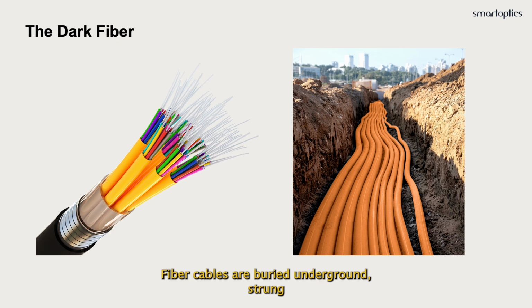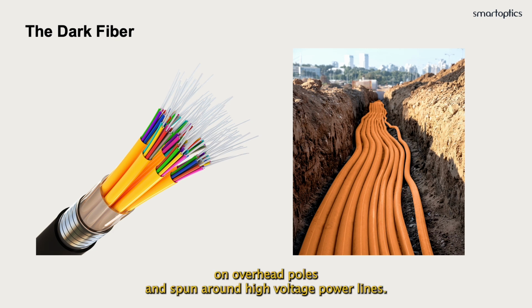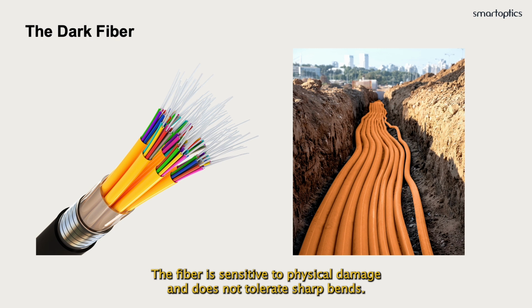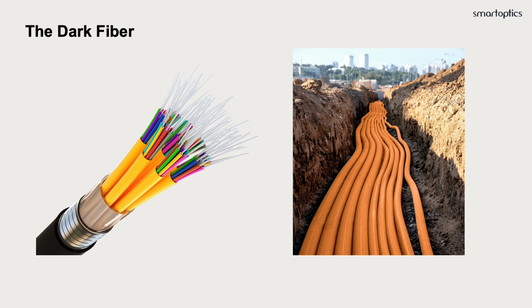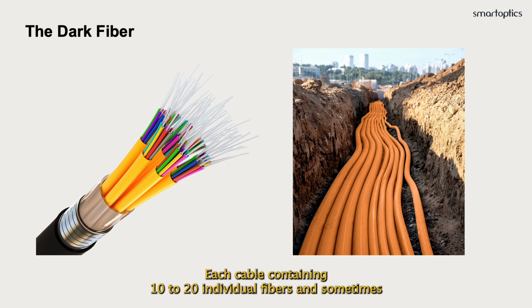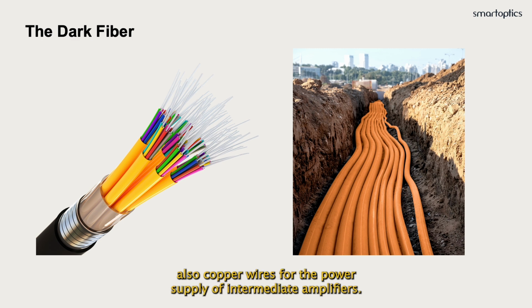Fiber cables are buried underground, strung on overhead poles, and spun around high-voltage power lines. The fiber is sensitive to physical damage and does not tolerate sharp bends. Hence, it must be protected from the outside environment by being deployed in ducts or some other type of physical shielding. The links between sites are normally created by installing fiber cables, each cable containing 10 to 20 individual fibers, and sometimes also copper wires for the power supply of intermediate amplifiers. Initially, only some of the fibers are used or lit, and the rest are available for future expansion or leased to other users as dark fibers.